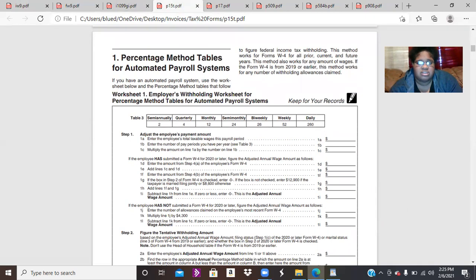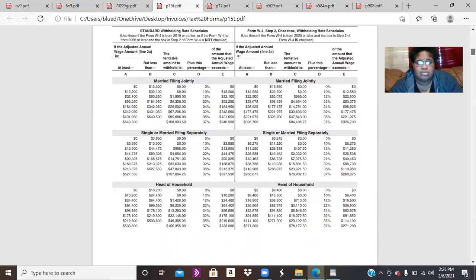Basically, here is what you would enter. It says enter the employee's total taxable wages this payroll period, and you would enter that amount. Then you enter the number of pay periods you have per year in B, and then in C, multiply the amount on line 1A by the number on line 1B. And I guess this right here would be the numbers that they would multiply them by, and you would go through and keep doing that.